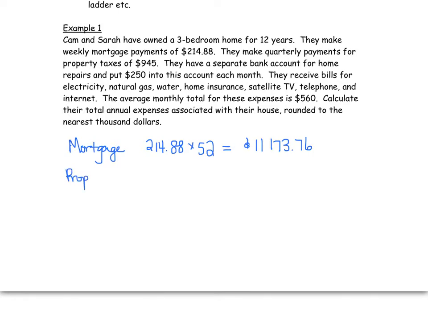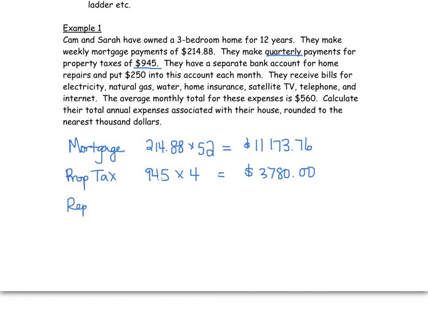Now, for property tax, it says they pay $945 quarterly. So that's 4 times a year. So 945 times 4 is $3,780.